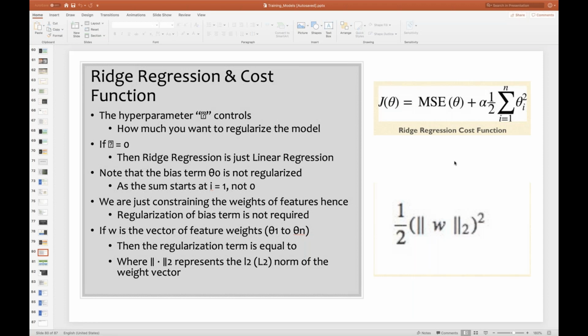Now, ridge regression and cost function. The hyperparameter is the one that controls how much you need to regularize the model. For example, if the hyperparameter is equal to 0, then ridge regression is just linear regression.